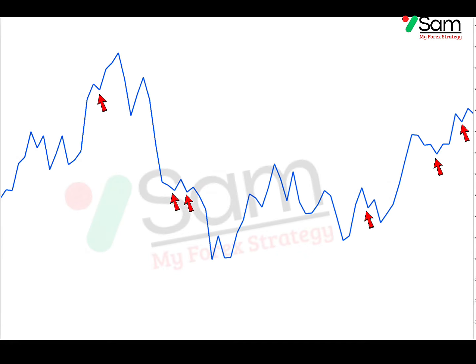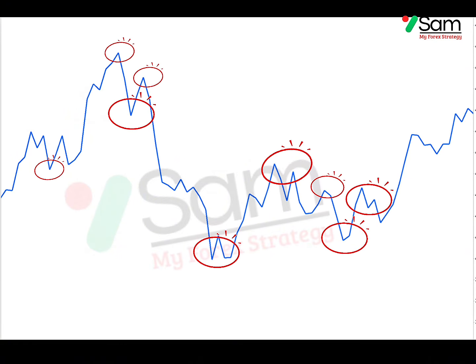Another example here, there is a small support shaped like a V. Is this valid? Yes, it is valid, because it already forms the letter V. And if you see clear and big support and resistance like this, it is definitely valid.